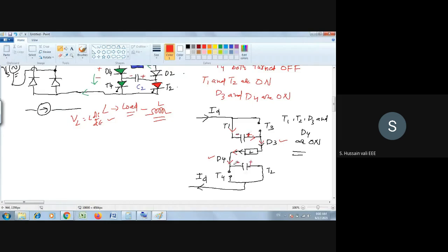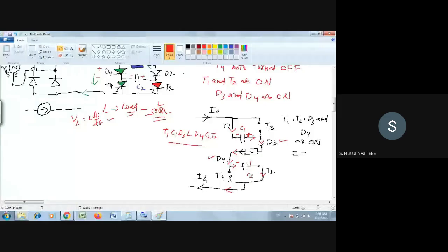So now see the closed path. I will write the closed path here now. What is the closed path? You will find that it is T1, C1, D3, L, D4, C2, T2, and then ID. ID is there. So that's it. This is the closed path direction. T1, C1, D3, L, D4, C2, and T2. Yes, this is the closed path.